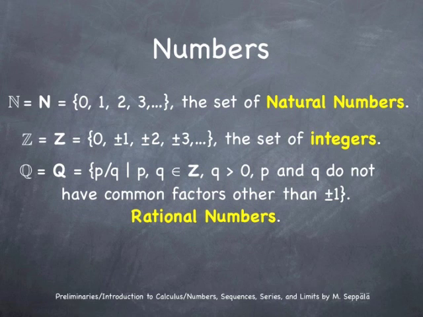So numbers p divided by q, p and q integers, q positive, and p and q do not have common factors other than plus or minus 1, these are rational numbers. And then we have also irrational numbers, numbers that cannot be represented as the ratio of two integers, and these irrational numbers together with rational numbers form the set of real numbers. The set of real numbers is denoted by capital boldface R.